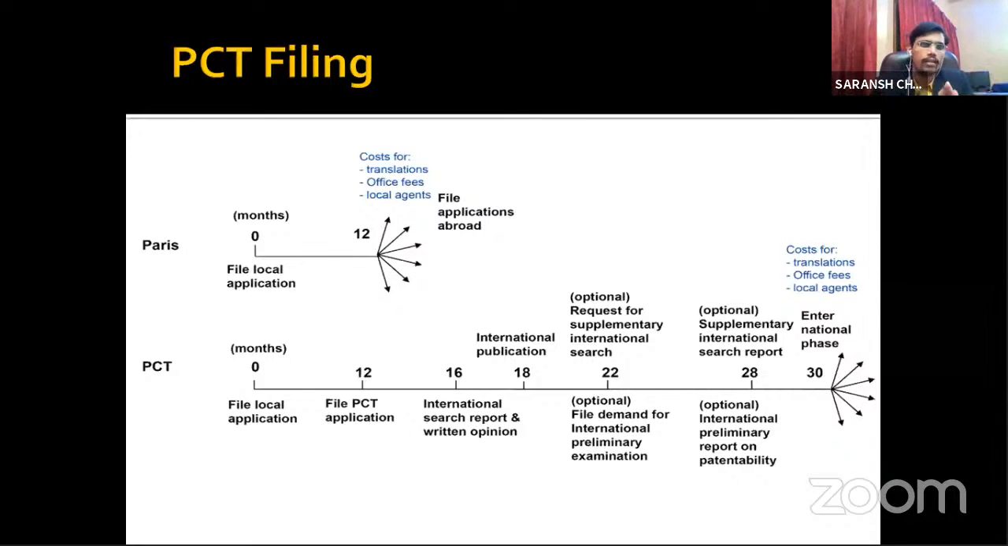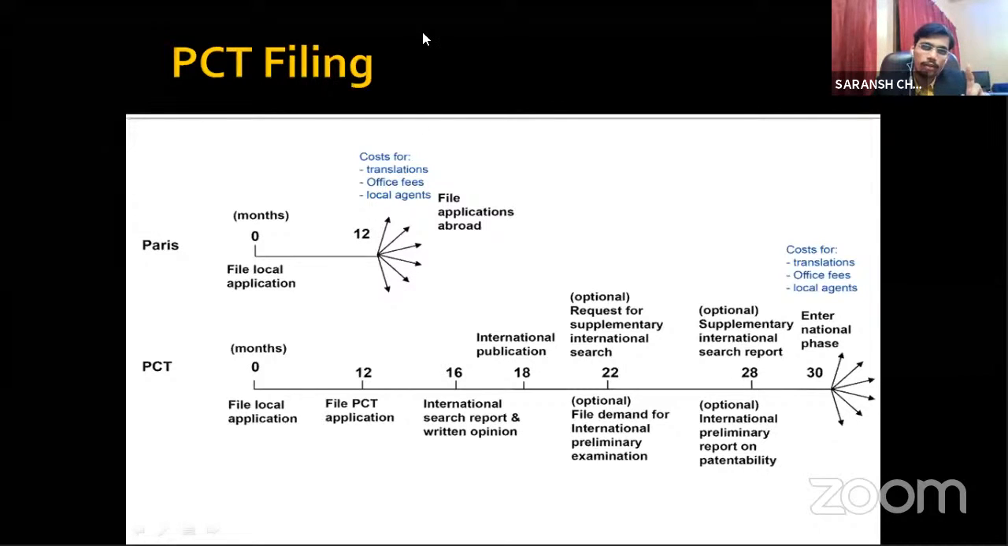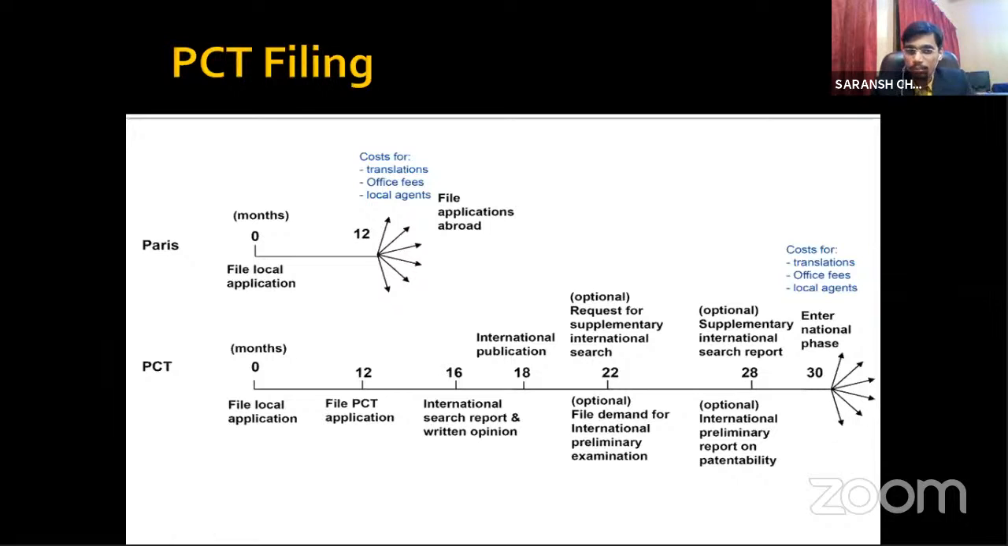This is the graphical representation. You file a local application at 0. You file a PCT application within 12 months. I told you, within 12 months you file the PCT application, right? Within 16 months of 0, you have the international search report.